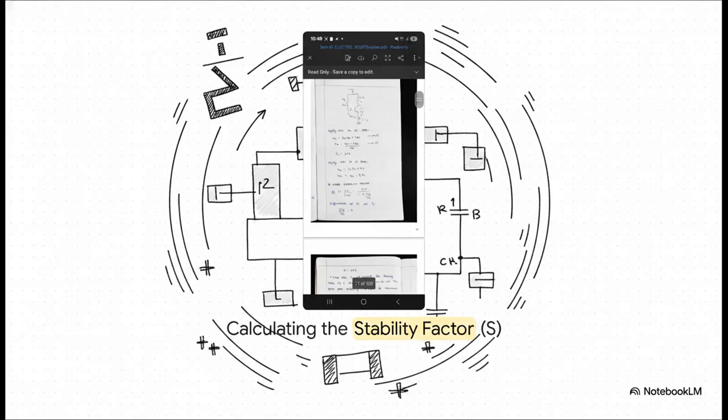If we look closely at the formula for S provided in the notes, we can see exactly how it's calculated. It's a fraction, 1 plus beta, divided by 1 minus beta, multiplied by the derivative of the base current with respect to the collector current. Now, I know that sounds like a massive mouthful, but don't let the calculus intimidate you. The entire fate of this circuit relies heavily on just one specific piece of that puzzle: how the base current changes when the collector current changes.